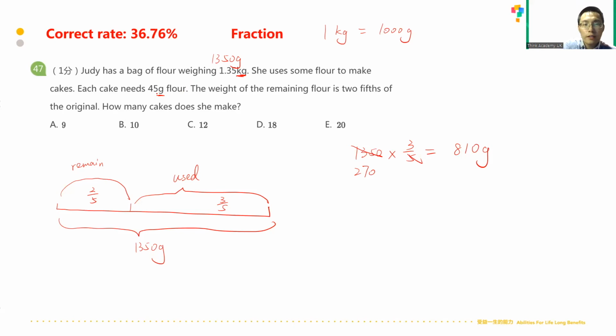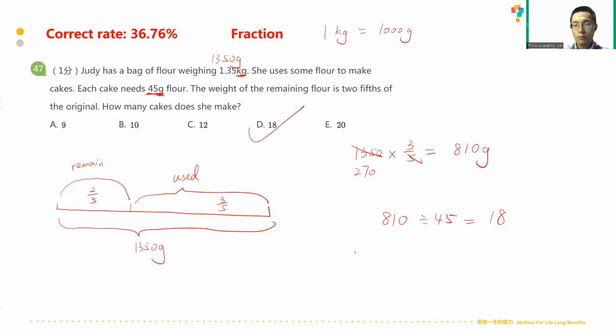And we know each cake needs 45 grams of flour. So we simply divide 810 by 45, and that will give us the final answer. How many cakes did she make, actually? So it should be 18. 18 is the correct answer.